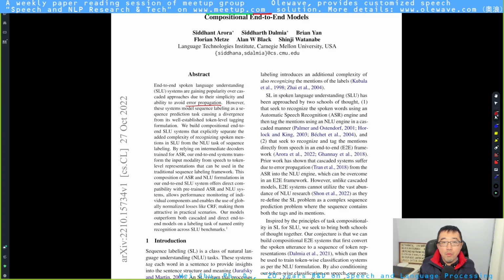And also, they mentioned that this type of system, modality sequence labeling prediction task, is causing a divergence, very nice sentence, causing a divergence from its well-established token level tagging formulation. This type of thing pushed them to think about their proposed method, which is a compositional end-to-end SLU system.